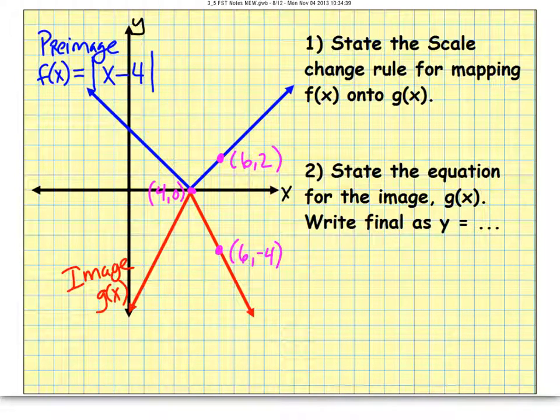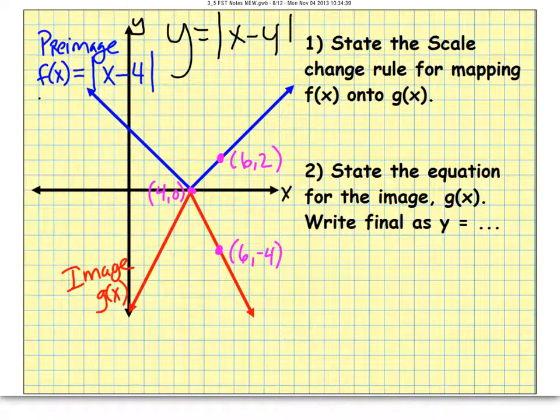Let's look at this example. And this one's interesting because our pre-image is not the parent function of absolute value. The pre-image is actually this blue graph that we see. It's the absolute value of x minus 4. So it's in a different spot, and that's fine. So be careful. This is the graph we're always starting with. This is our pre-image, not parent function. This is the one we'll end up changing mathematically.